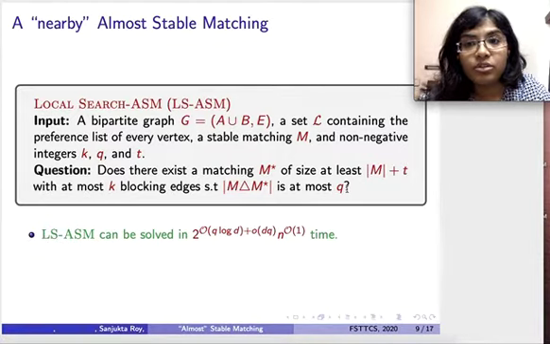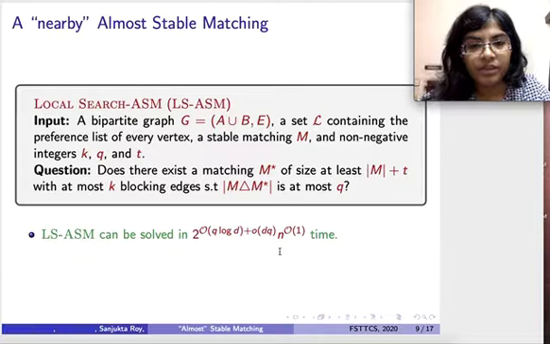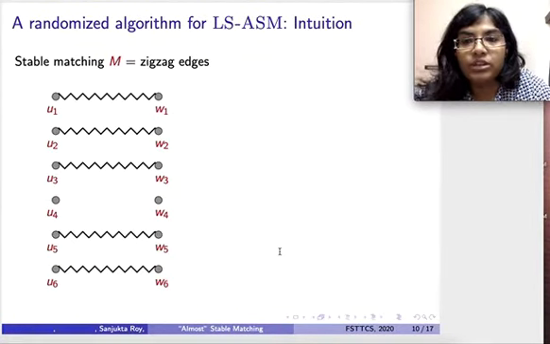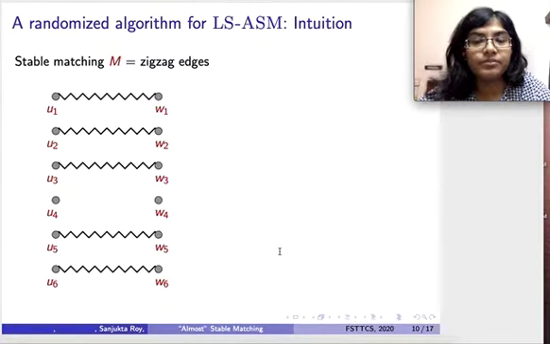Okay, so this is the algorithm that we will be seeing today. It is a deterministic algorithm that's given in the paper. I'll give a randomized version, so we'll get a slightly better running time, but it will be randomized. Okay, so what is the intuition? How do we go about finding such a matching?